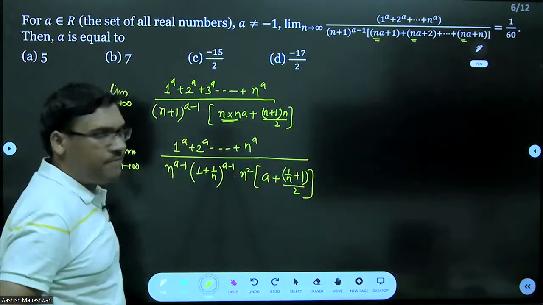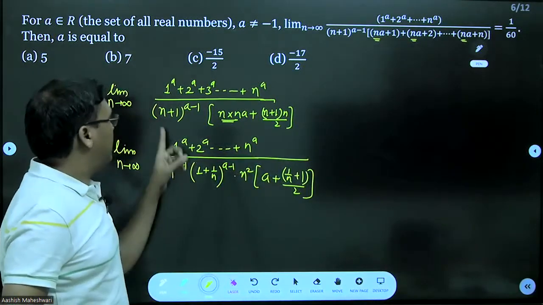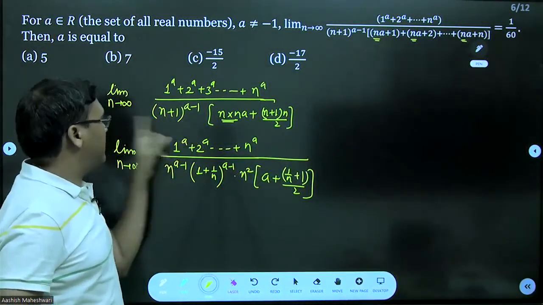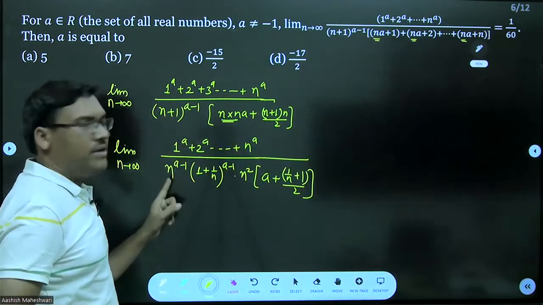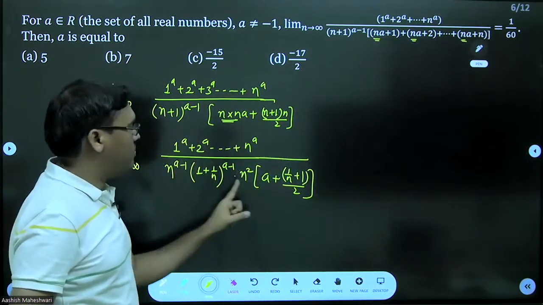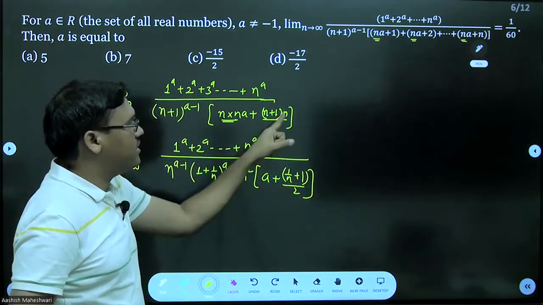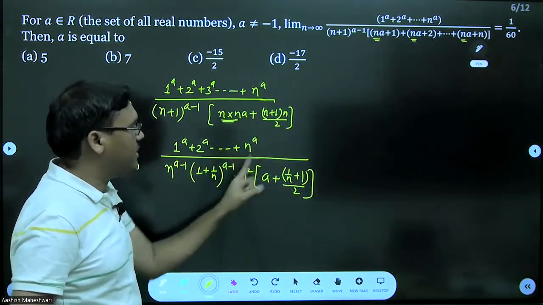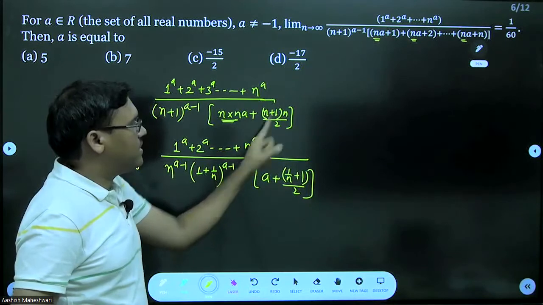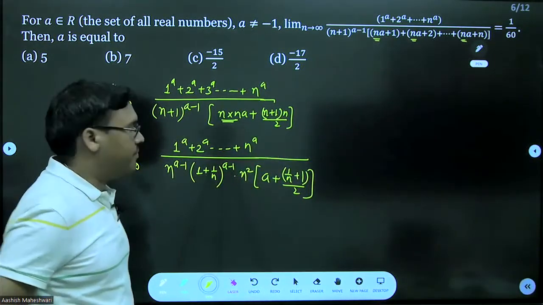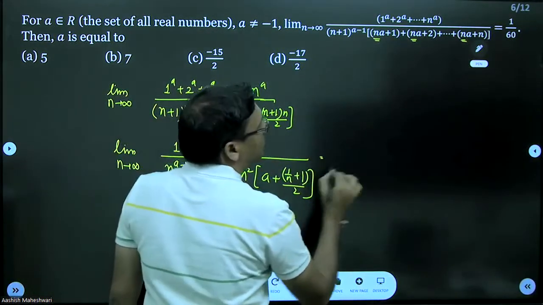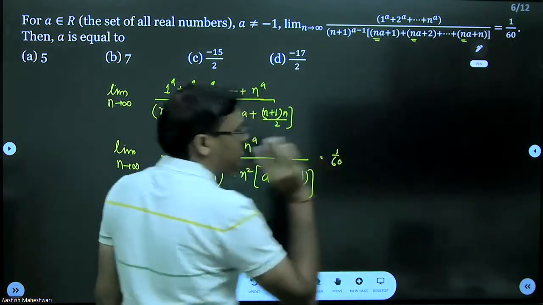Let's check once. n plus 1: here we have taken n common, so this is n raised to a minus 1. We have taken n square common, so this is a. And if I take n square common from this, one n comes out, and this will become 1 plus 1 by n here. Correct? This is equal to 1 by 60. So we have made this adjustment.